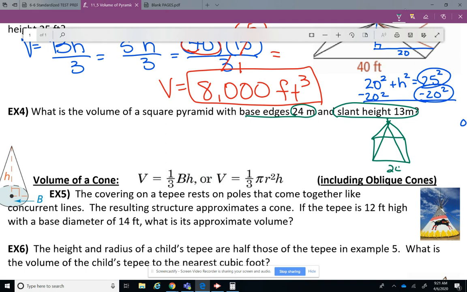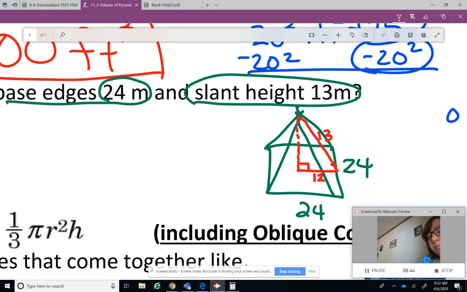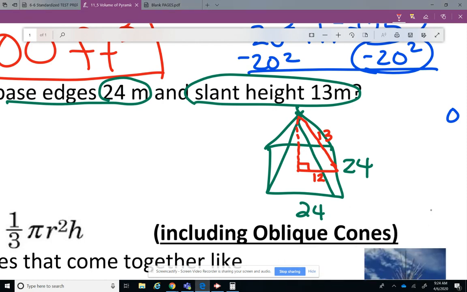This is 24. This is 24. And they told me what the slant height was. Let me show you what they told me here. I'll do it in red. They know what this is. Okay, so they know that the slant height is 13. This is 13. And this is 12. All right, so I went ahead and labeled the slant height was 13. And then the distance from the middle of the square pyramid to the side was 12 because that's half of 24.